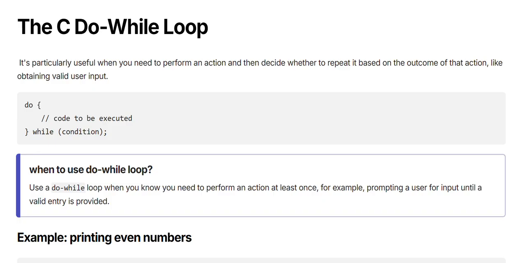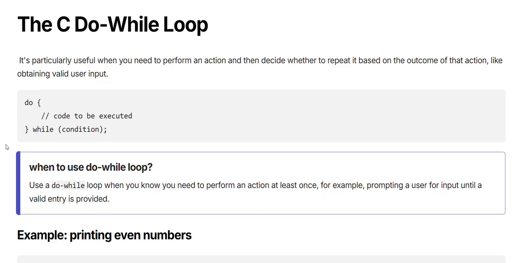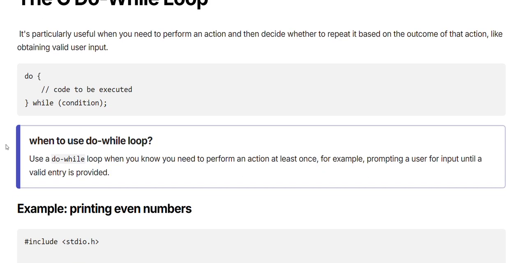The code block within the do part is always executed at least once, regardless of whether the condition is initially true or false. The condition is evaluated after each execution of the loop body. If true, the loop repeats. If false, it terminates. We use do while loop when you know you need to perform an action at least once. For example, prompting a user for input until a valid entry is provided. Now let us look at an example for do while loop.